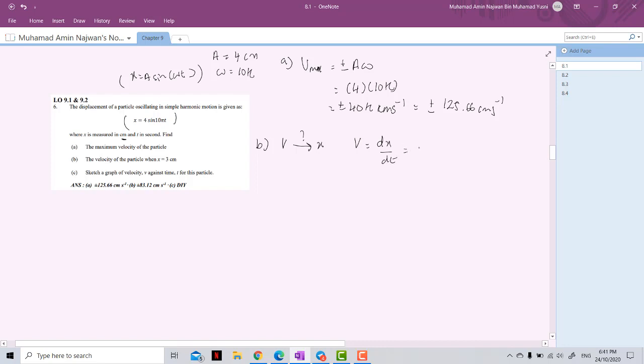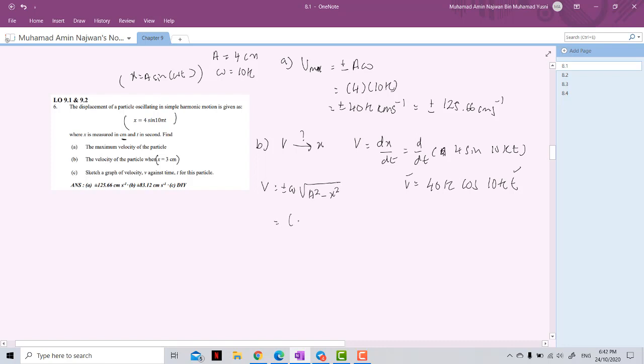Okay, so let's say saya derive ni sama dengan d over dt of 4 sin 10 pi t. Okay, so we have here v sama dengan 40 pi cos 10 pi t. Okay, so this is relating the velocity with the time. So kita tak ada displacement sebab dia dah soalan bagi displacement x sama dengan 3 cm. So you need to use equation yang ada velocity and displacement x, which is v sama dengan plus minus omega square root of a square minus x square.